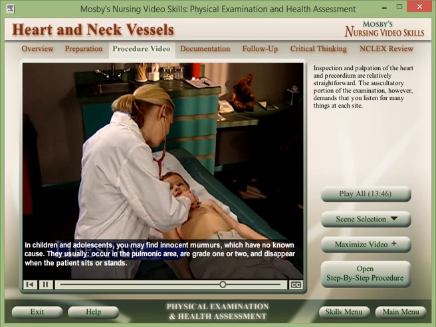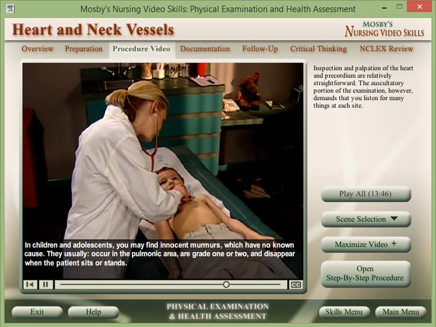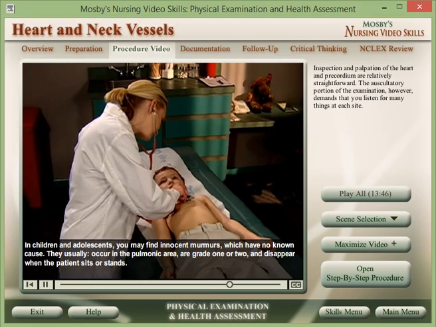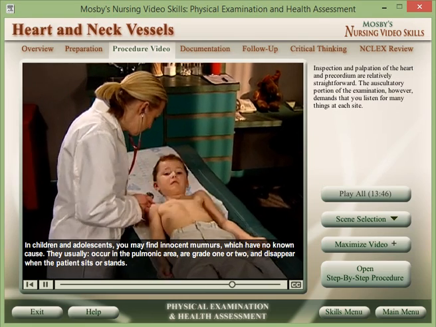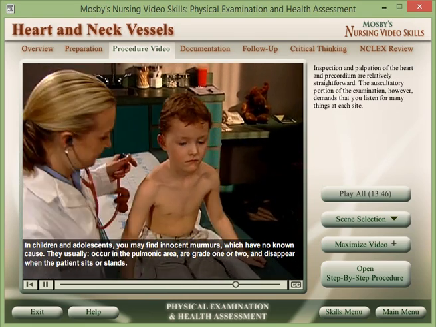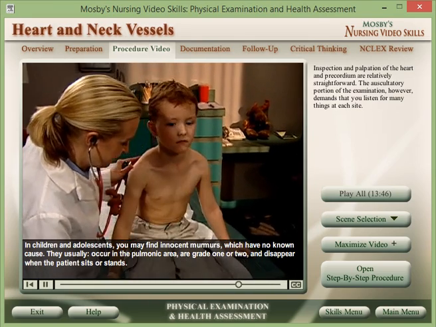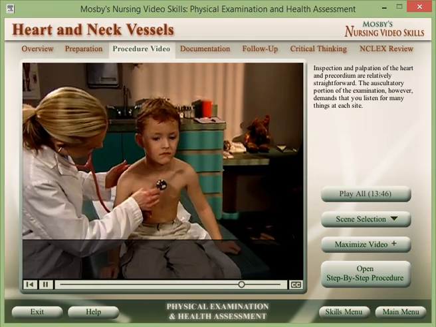In children and adolescents, you may find innocent murmurs, which have no known cause. They usually occur in the pulmonic area, are grade 1 or 2, and disappear when the patient sits or stands.